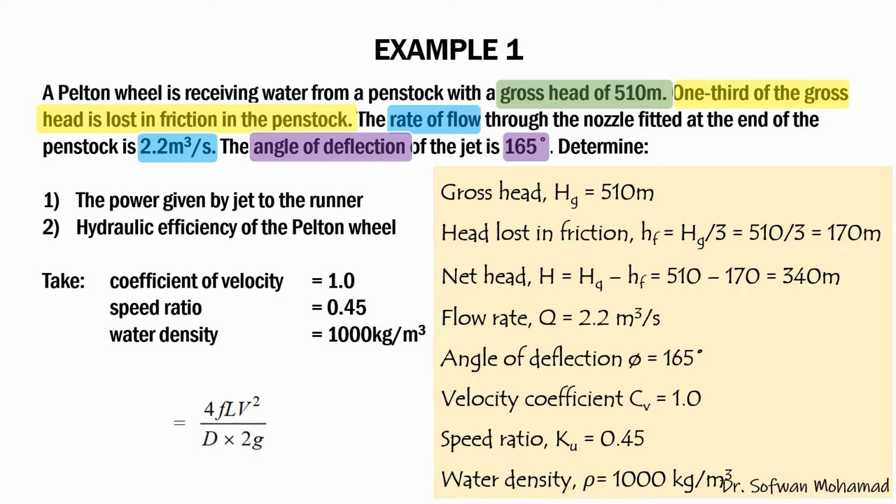Next, before we go further, we also can calculate friction loss using this Darcy equation, which is equal to 4FLV squared over D2G. But in our case here, we just use the one-third, the information that given in the question, which is head loss in friction is one-third of the gross head.